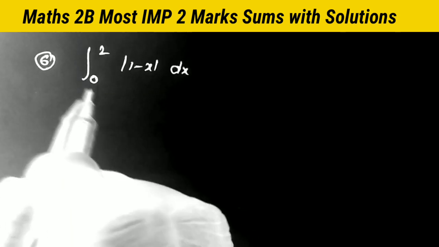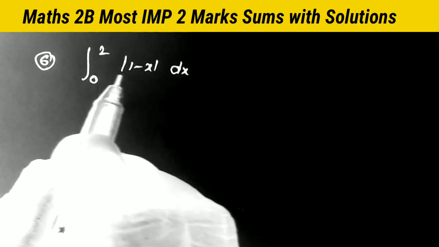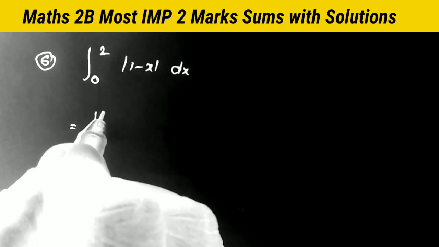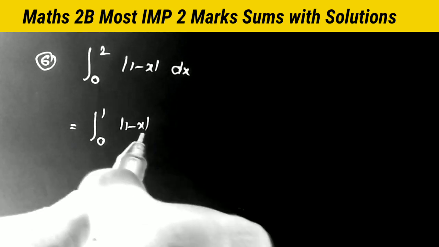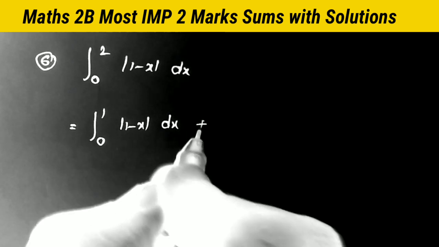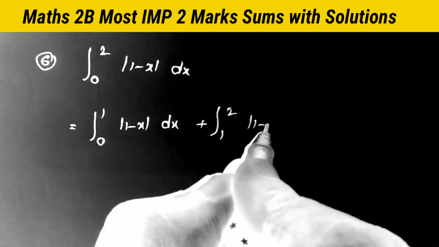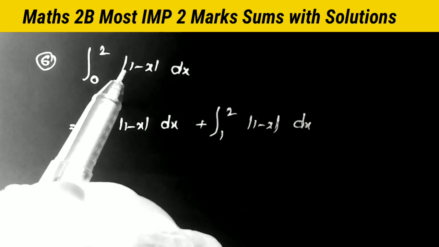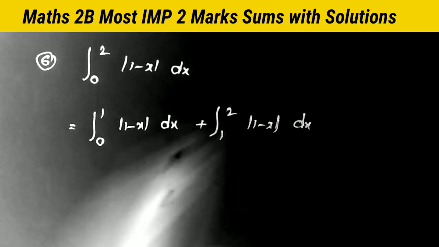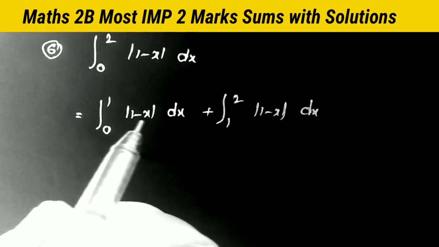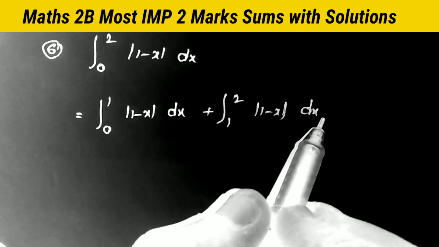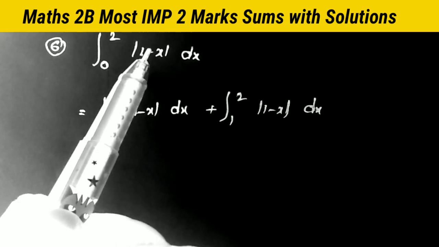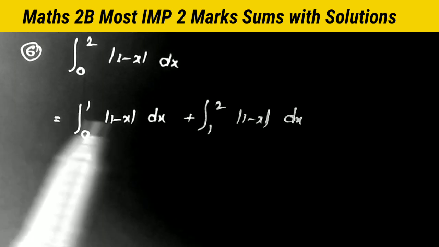That's it. Next problem. Integral 0 to 2 mod 1 minus x into dx. So to solve this problem, first we have to split the given question like that. Integral 0 to 1 of 1 minus x dx plus integral 1 to 2 of minus of 1 minus x dx. Since here we have the number 1, we split the function like that. For that reason only we split the integration like that.